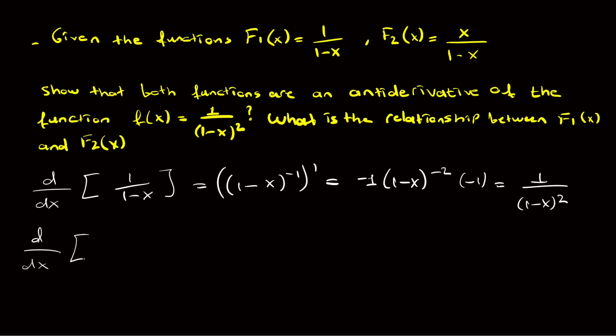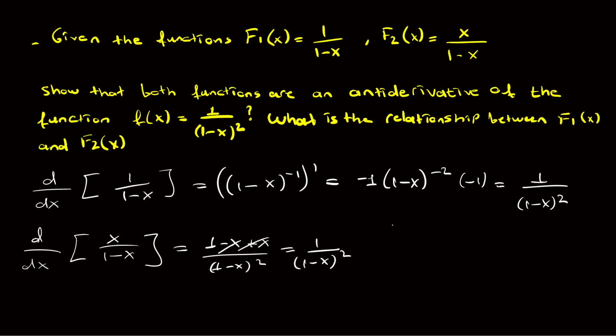Now let's differentiate the second function, x over 1 minus x. Division rule, of course: (1 minus x) plus x over (1 minus x) squared. These will cancel out, giving 1 over (1 minus x) squared. So these are equal. As we said, both functions are antiderivatives of this function.